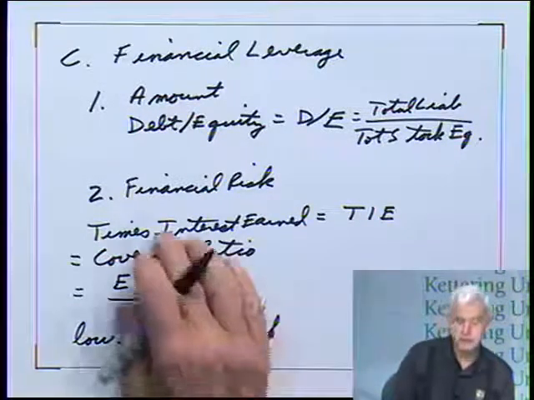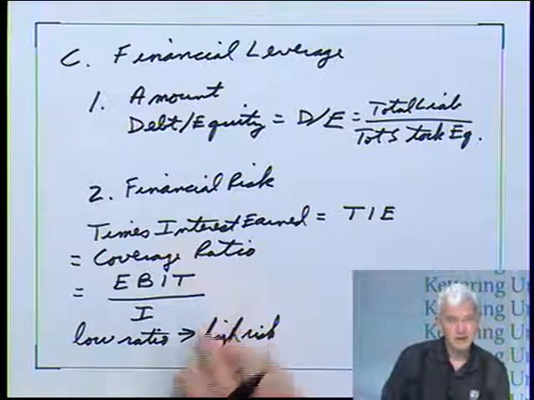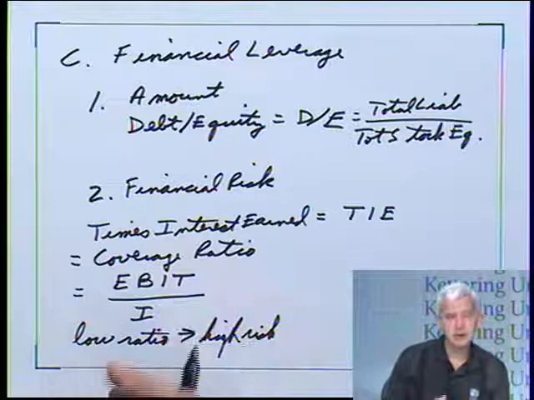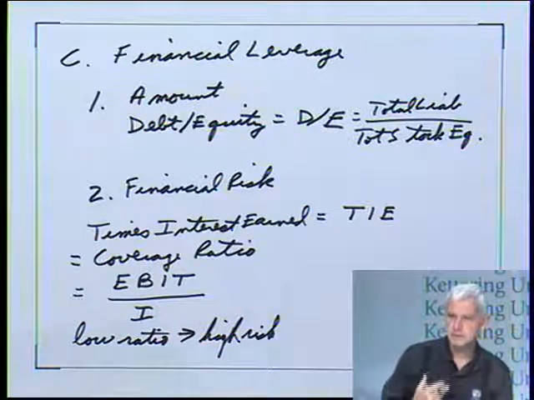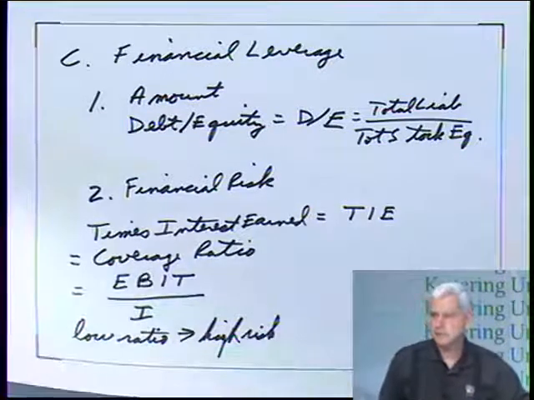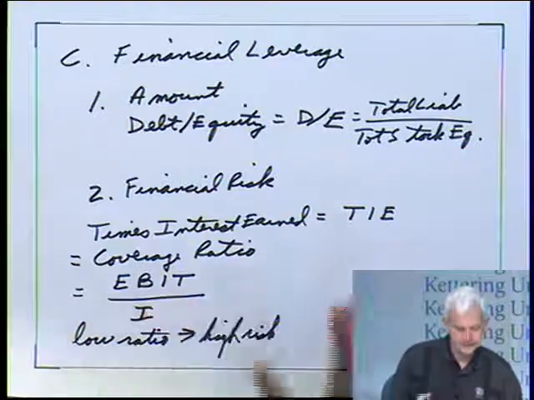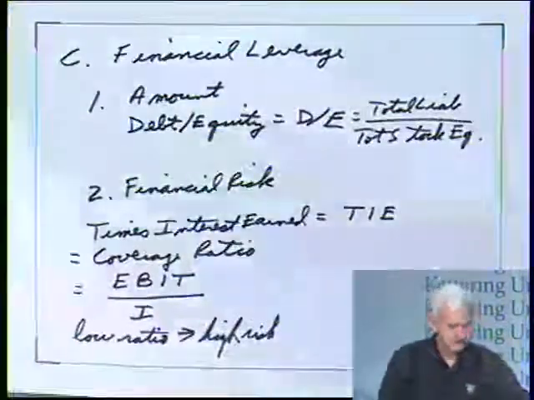If this ratio goes less than 1, now their operations are not generating enough money to even pay the interest costs. So now they're losing money. And if it goes negative, I don't even want to talk about that. Well, that's what all that's all about.